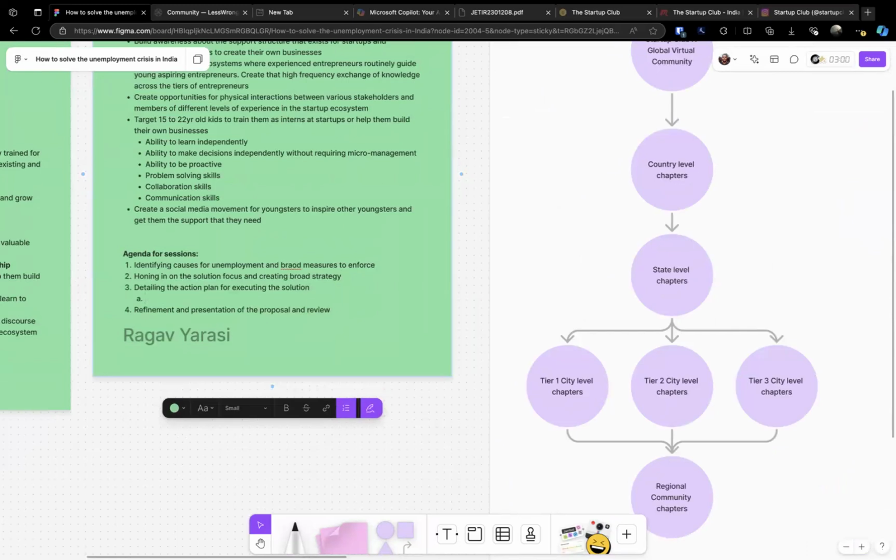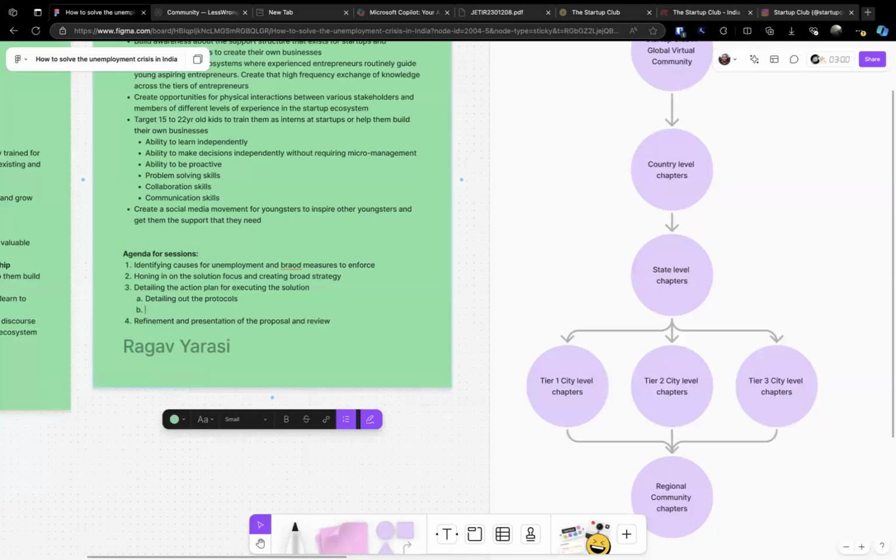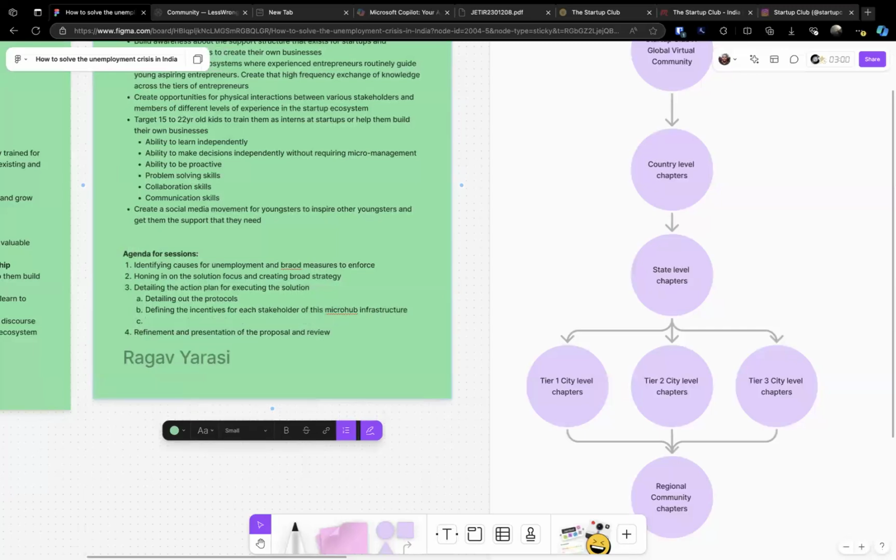So let me just add that here. Detailing out the protocols, defining the incentives for each stakeholder of this micro hub infrastructure. Actually, a lot of people don't realize the importance of incentives. When you give the proper incentives, you don't have to coach them. They will start acting on their own interest. And making the whole thing sustainable and scalable.